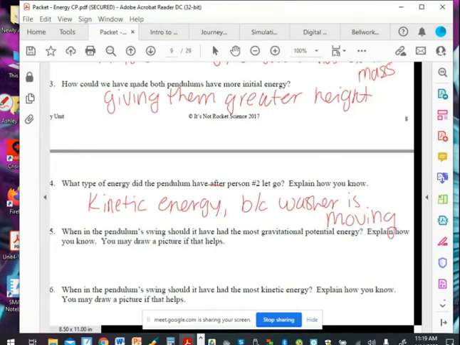Number 5 is asking, when in the pendulum swing should it have the most gravitational potential energy? Explain how we know and draw a picture. I'm going to start by drawing the picture here, off to the side so I can write my answer over there. Here's my ruler. Think about where the highest potential energy is in our system. Potential energy happens when it's above a height. So that is going to be right out here. Here's my little washer, here's the string. There's where the GP is going to be the highest.